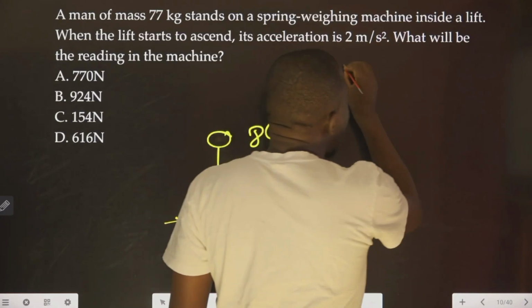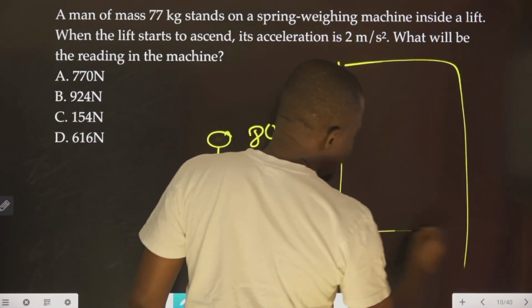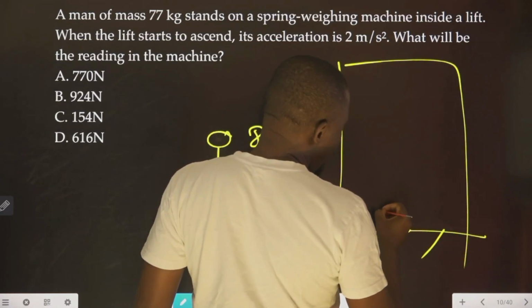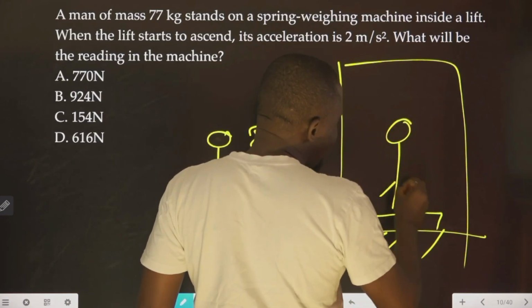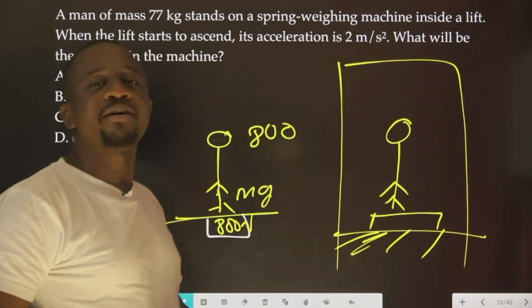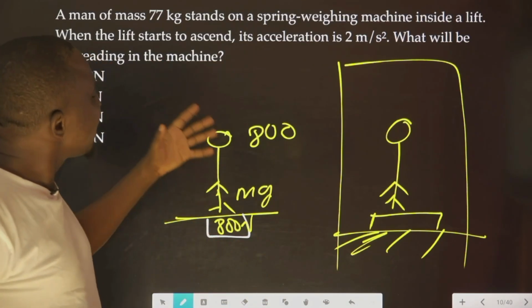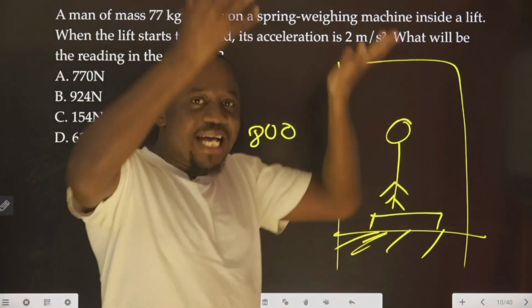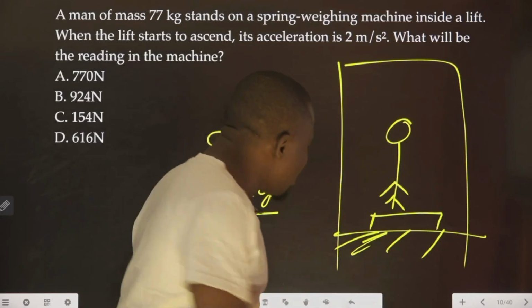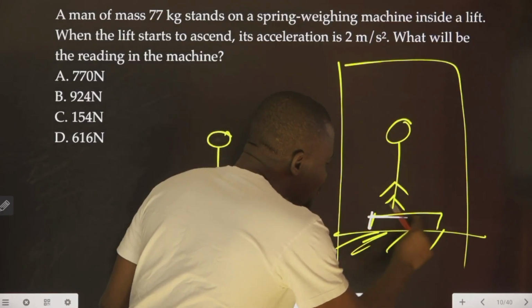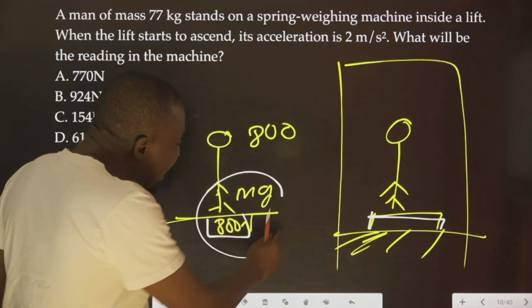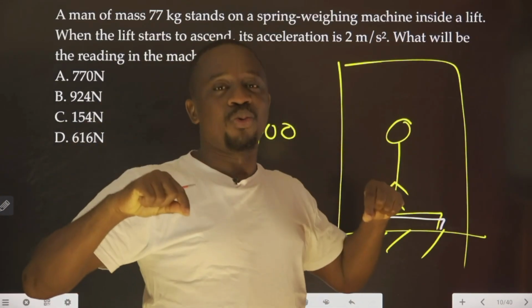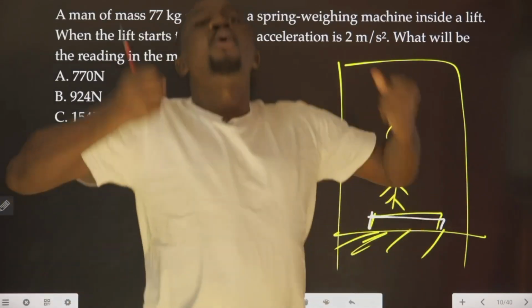I put it inside a lift. This is a lift. This is the floor of the lift. We put the scale. We ask you to stand on this scale. You are standing on the scale. We are saying, when this starts accelerating, what will you see on this machine? What will be the reading? Two things are involved now. This one due to gravity and also the force required to pull you up.